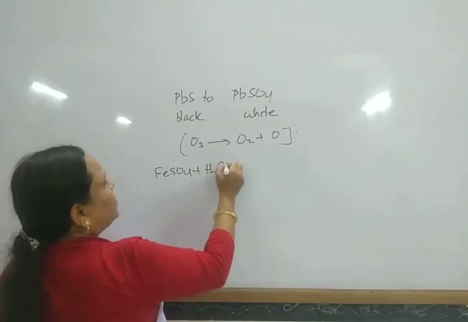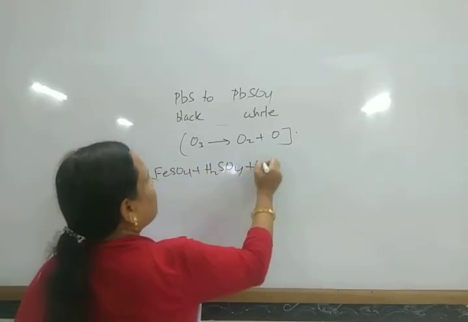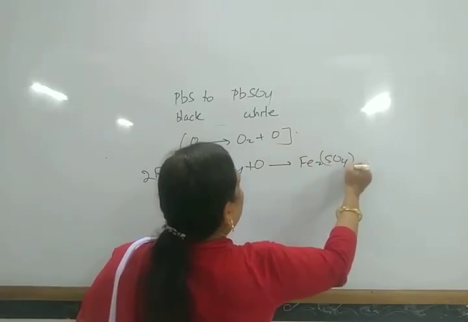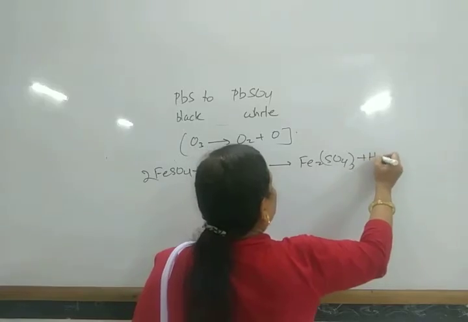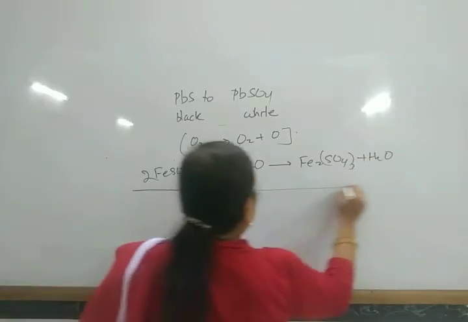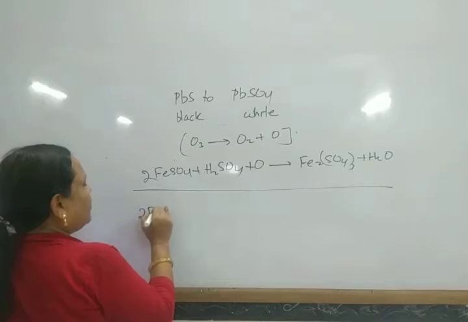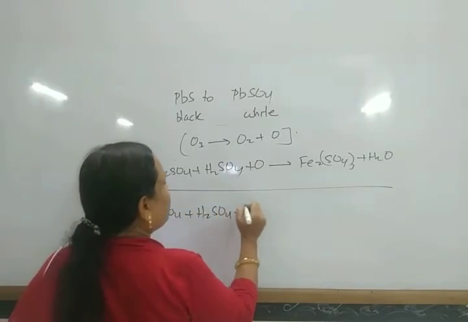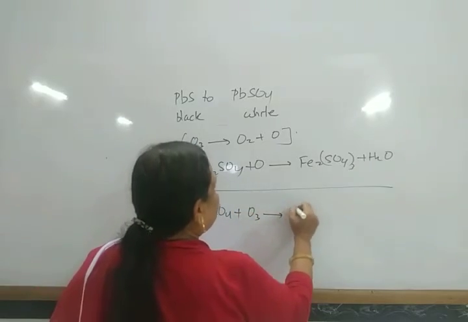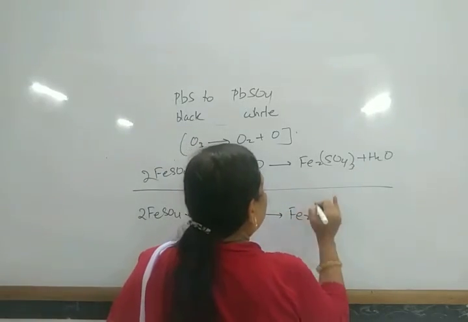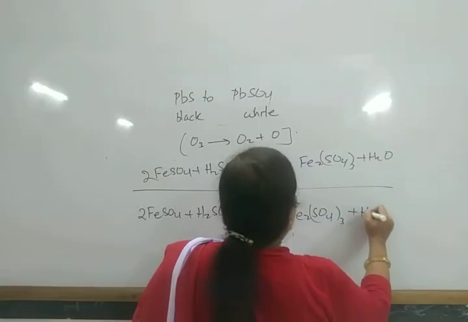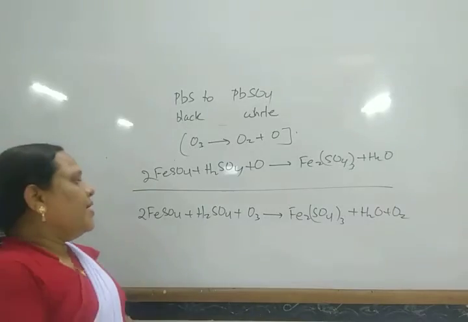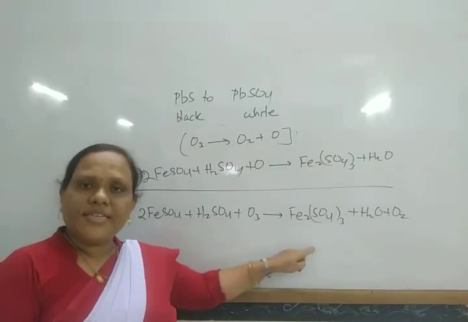FeSO4, H2SO4 plus oxygen give rise to Fe2(SO4)3 plus H2O. So the general equation: 2FeSO4 plus H2SO4 plus O3 give rise to Fe2(SO4)3 plus H2O plus O2. Okay, ferrous sulfate to ferric sulfate.